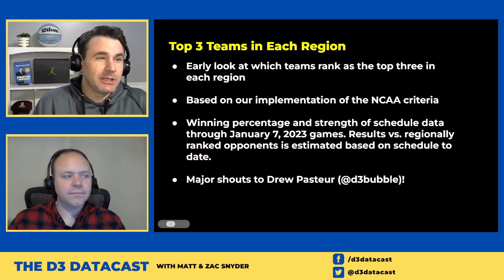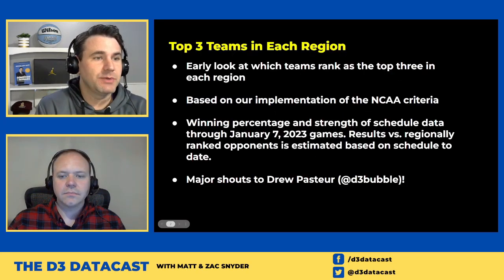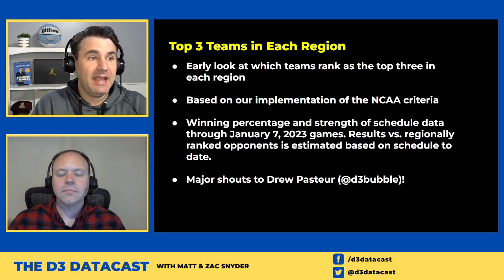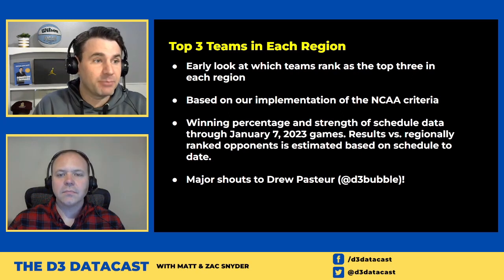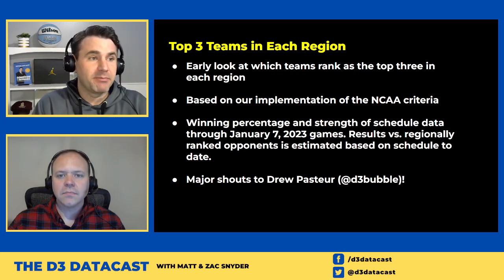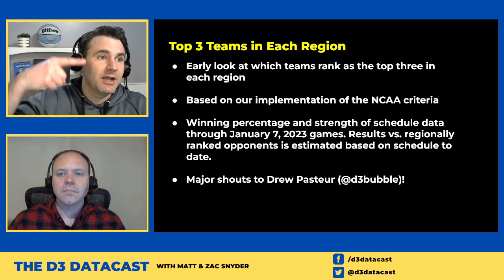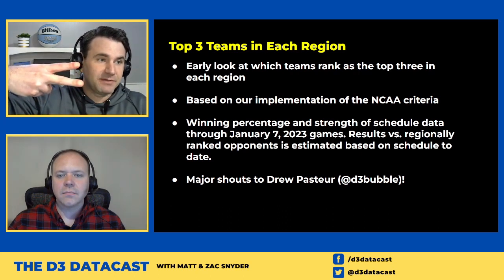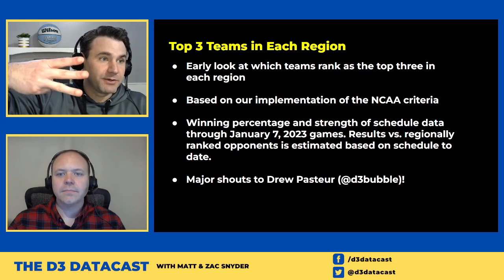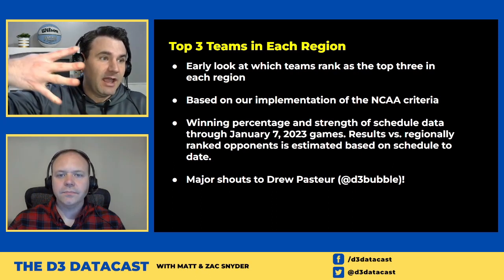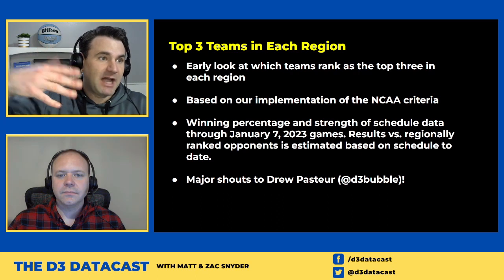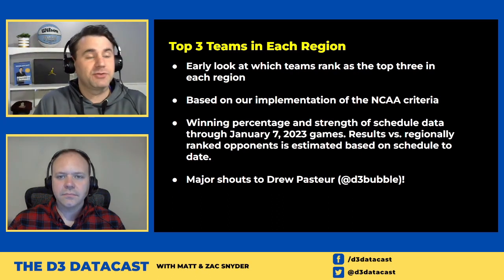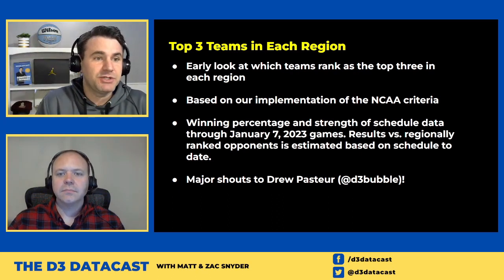Let's get into it. So a little bit of the criteria, what we're doing here. Like I said, top 3 teams in each of the 10 regions. It's based on our implementation of the NCAA's criteria. So they say there are 5 primary criteria. They spell that out in the pre-championship handbook. It is winning percentage, strength of schedule. That's the NCAA's defined strength of schedule. Results versus regionally ranked opponents, head-to-head results, and results versus common opponents. Those are the 5 criteria. We're going to try to use those to say who's the top 3 in each region.